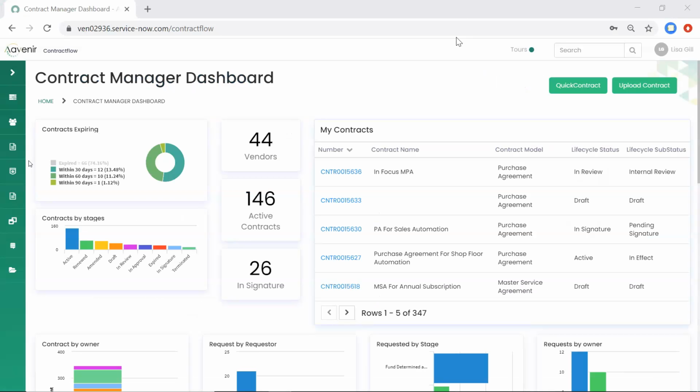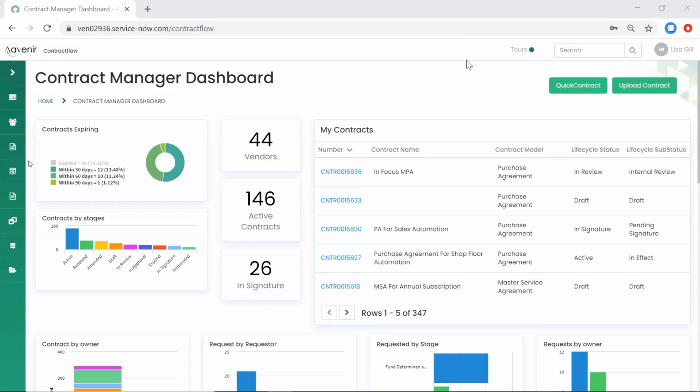Well, thank you very much, Russell, for handing over. And so today we are going to take a look at the dashboards and analytics that Aavenir Contractflow gives you to be able to monitor, track, and manage the contracts that you do in your organization.